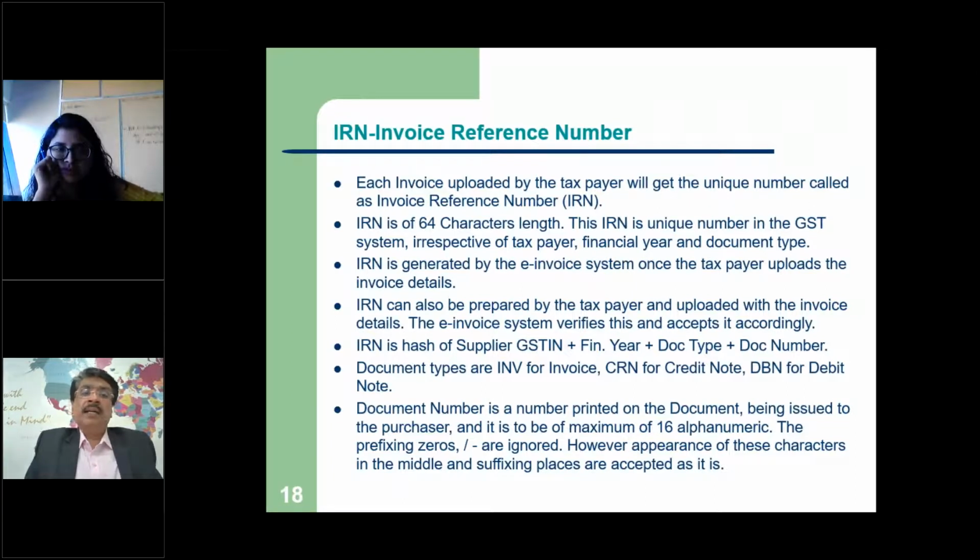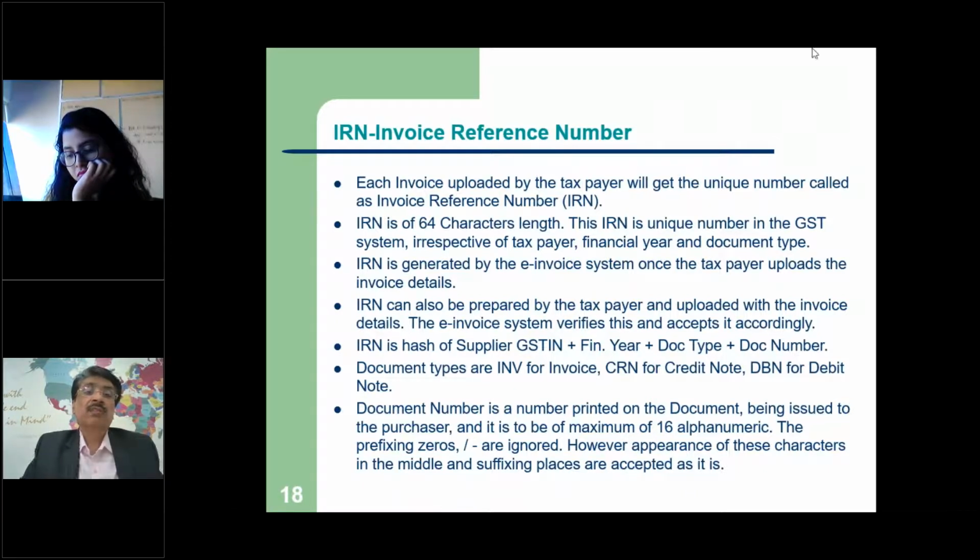The IRN number which is going to be generated, we just need to understand in this slide is that it will be a 64 character number, which will have a length of 64. The IRN is of 64 characters length, and this is a unique number in the GST system, irrespective of the taxpayer, financial year, and document type. So this is going to be a unique number. It is a 64-digit number.